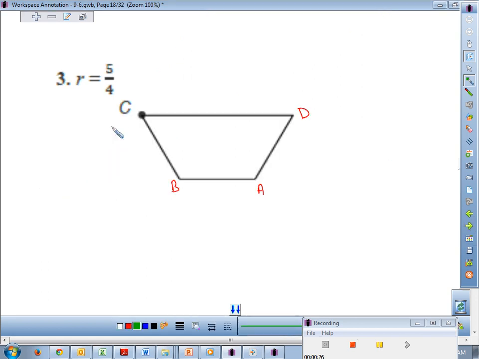The thing that's weird about it is the point C that you're doing the dilation around, it's like one of the vertices of the polygon. So figure out first if this is an enlargement or a reduction. And since this number is larger than 1, that's an enlargement.